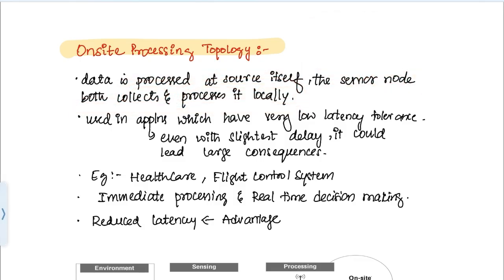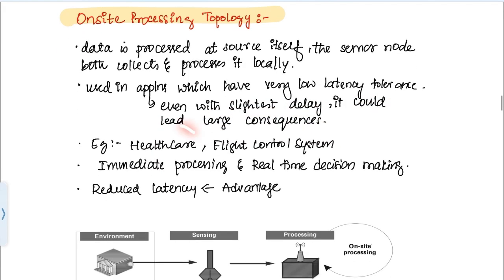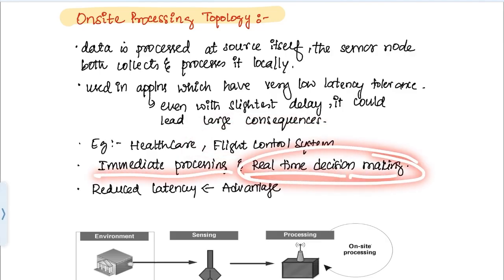It is used in applications which have very low latency tolerance. That is, even the slightest delay could lead to large consequences. Suppose, speaking of healthcare, that's what we have discussed above. When we take a patient's pulse rate, it has to be measured then and there by the sensor, and it has to also be processed. So depending on the processing and the output which we get, we can take any immediate action. It is the same in a flight control system also. So immediate processing and real time decision making are required here.